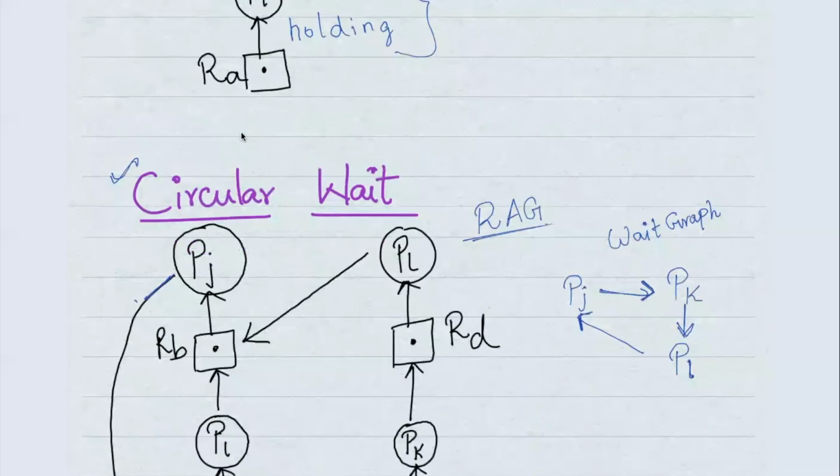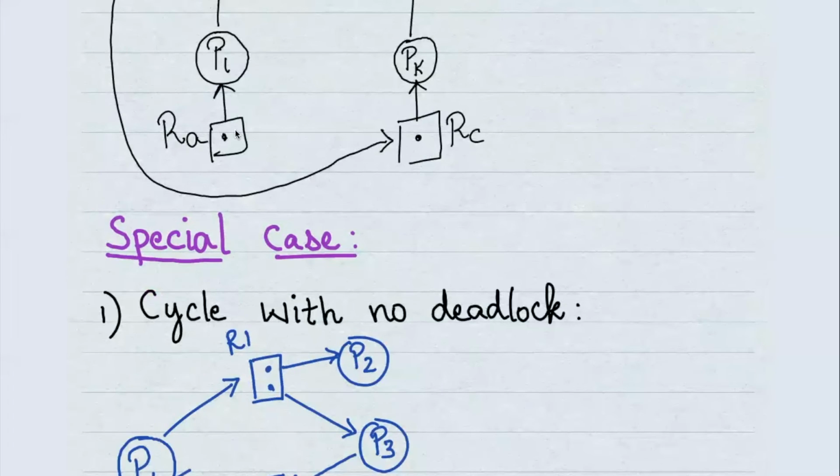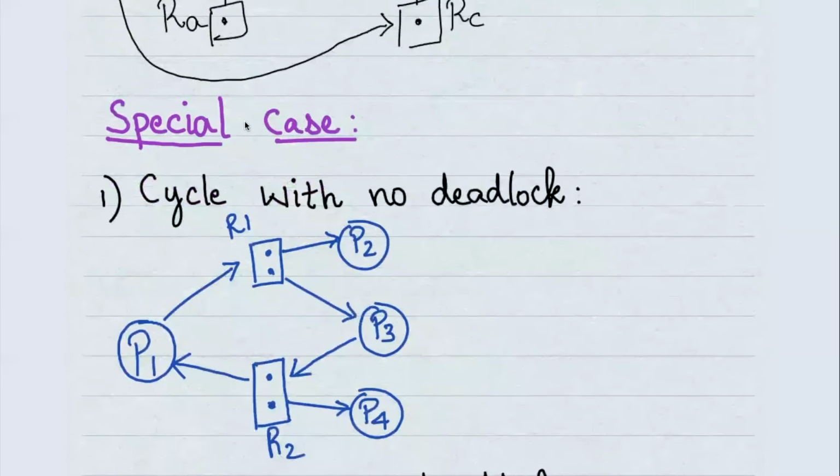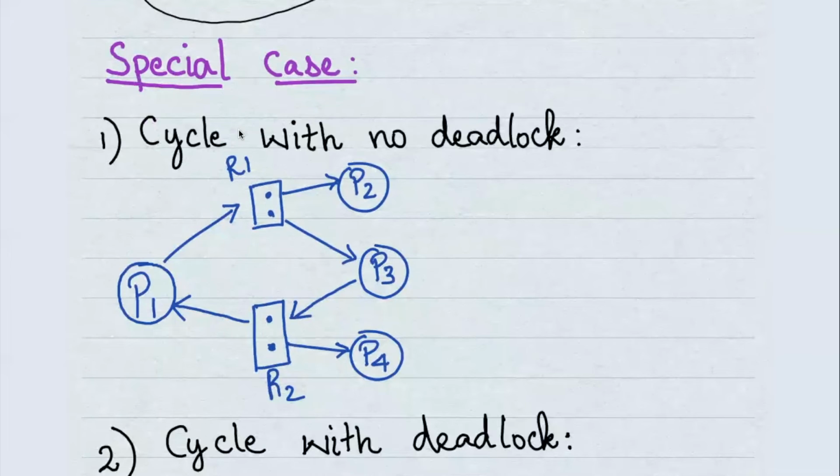So let's see now some special cases, right? You should not say that if there is a cycle, then there will be a deadlock. No, it's a misconception that everyone has. If it is a deadlock, then a cycle will be there. Fine. If there is a cycle, you should not say it is a deadlock. So let's see some special cases.